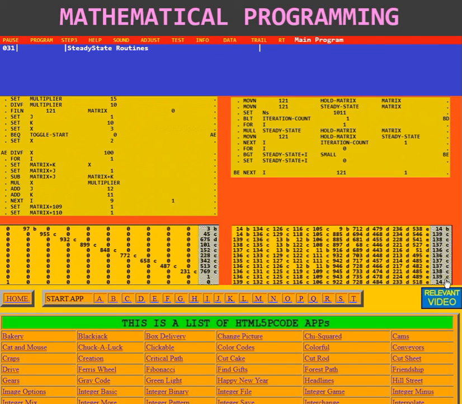So you could say the probability after 32 times that you're going to be in the last row is 0.14. Alright, this is the end of the video on the steady state routines.